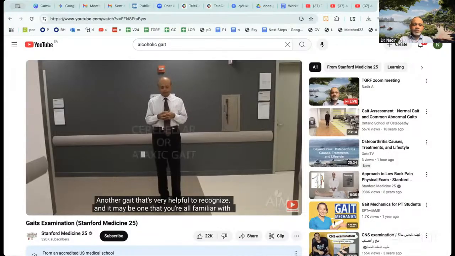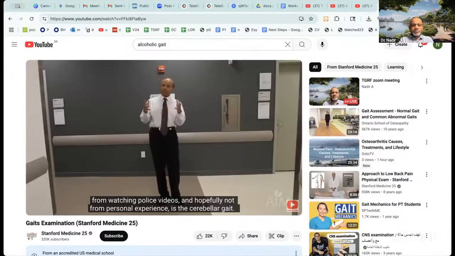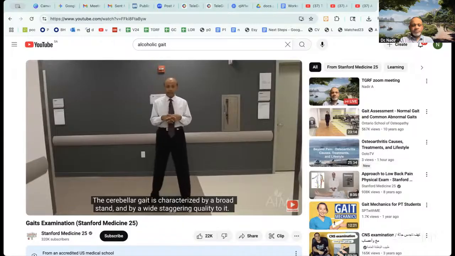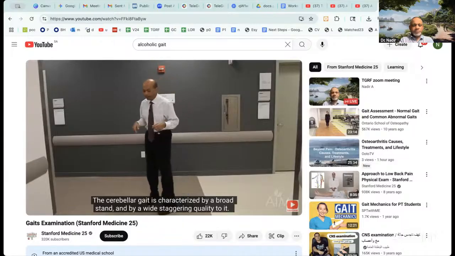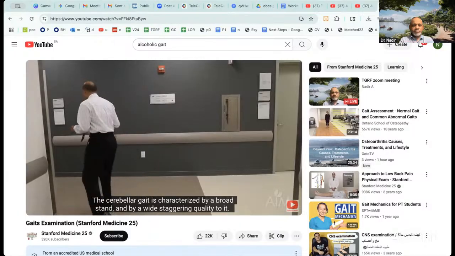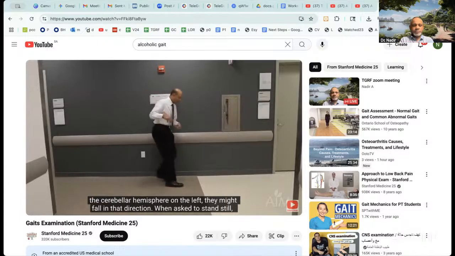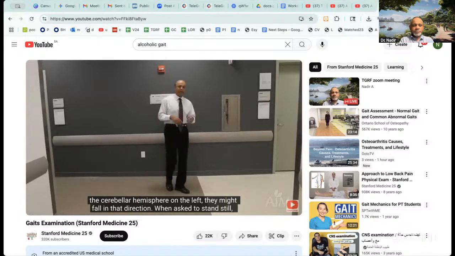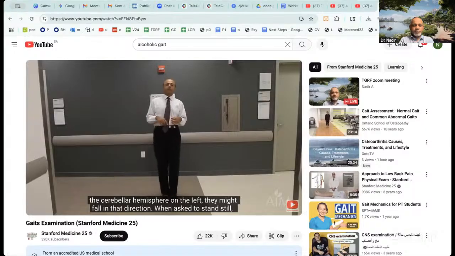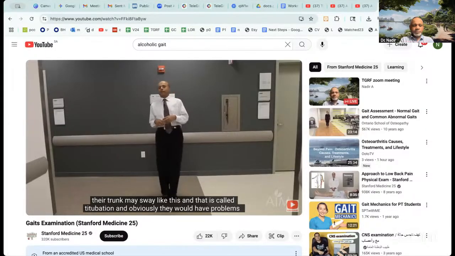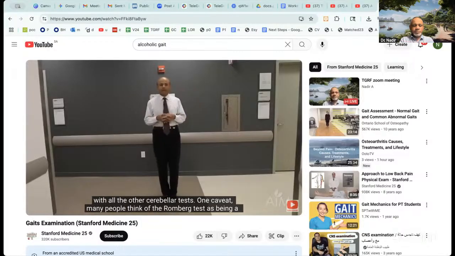Another gait that's very helpful to recognize, and it may be one that you're all familiar with from watching police videos and hopefully not from personal experience, is the cerebellar gait. The cerebellar gait is characterized by a broad stand and by a wide staggering quality to it. People will tend to fall towards the side of their illness. So if the illness is in the cerebellar hemisphere on the left, they might fall in that direction. When asked to stand still, their trunk may sway like this, and that is called titubation, and obviously they would have problems with all the other cerebellar tests.